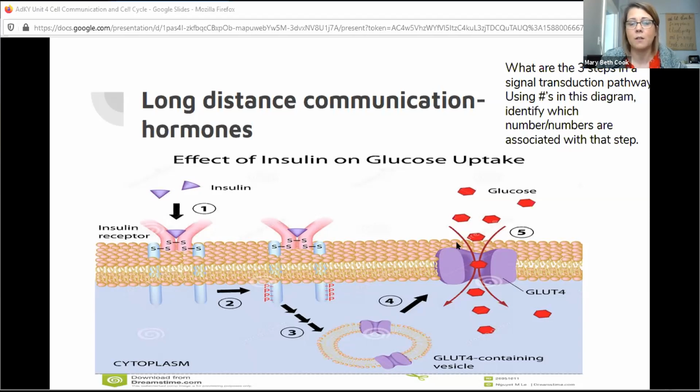Take a second, go back to chat, and put reception, and then which numbers in this diagram is where reception is occurring. Same thing for transduction, same thing for response. It can be a number or numbers for that particular step of the pathway.